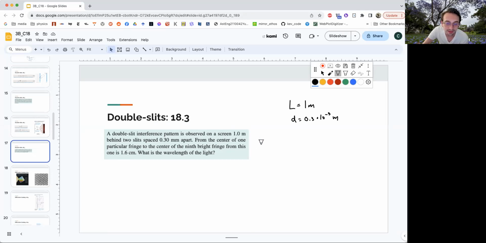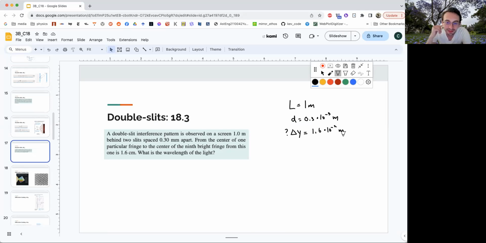So they tell us that some sort of delta y, so we have to be careful what particularly they're saying about delta y here, but something related to delta y, I'll put a little question mark delta y here, is 1.6 centimeters. So 1.6 times 10 to the negative 2 meters. Okay, so now we have to ask ourselves, what is this spacing? Is it really delta y or is it something else? And so we have to read this carefully.